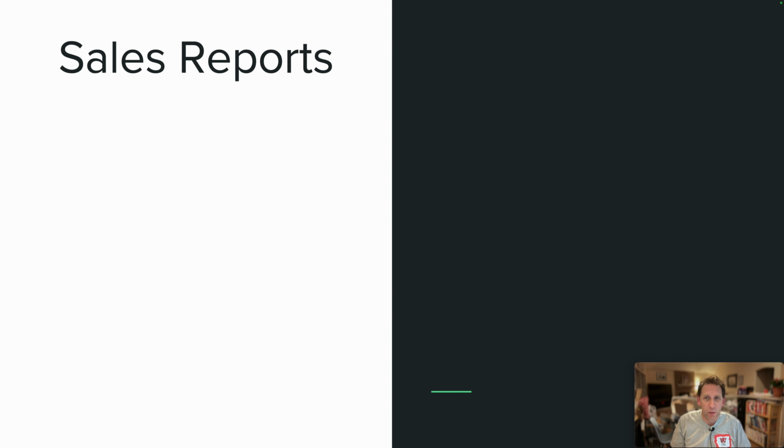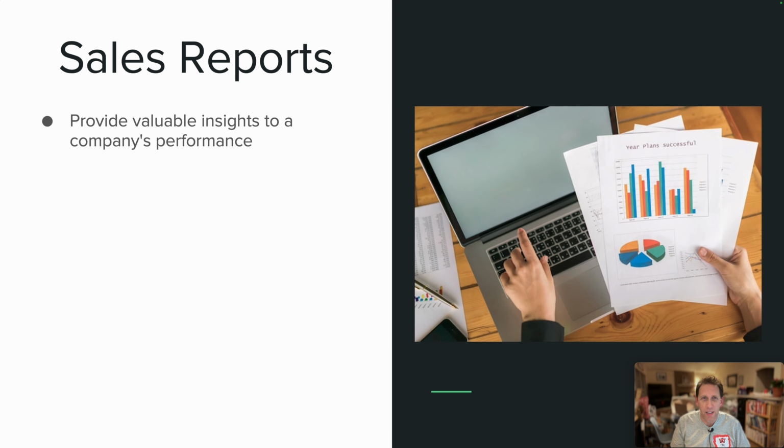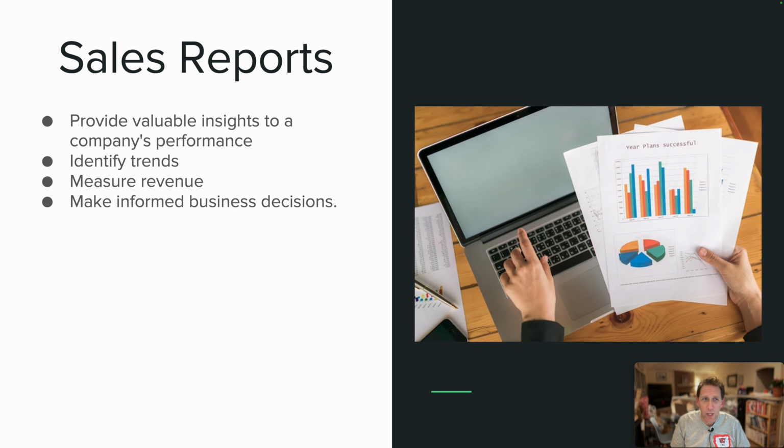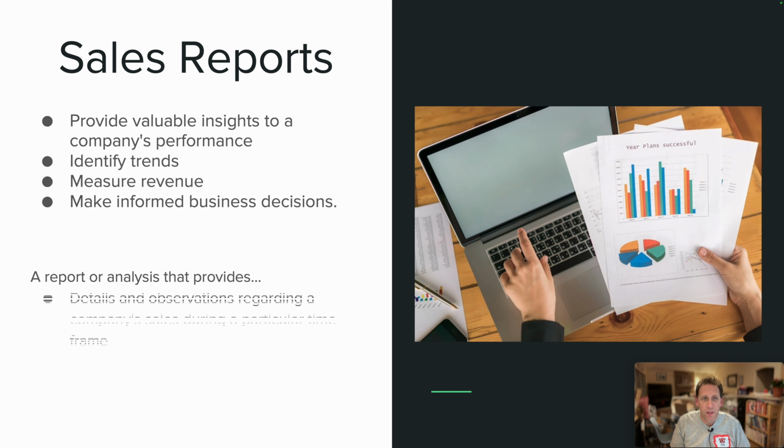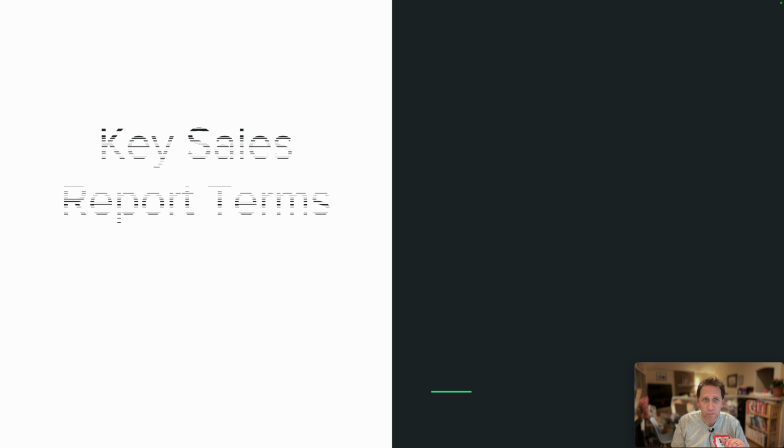Now, all those had to do with inventory. Let's get into sales reports. Sales reports provide valuable insight into a company's performance. They help identify trends, measure revenue, and help make informed business decisions. A sales report is a report or analysis that provides details and observations regarding a company's sales during a particular time frame, and commonly provides information and measurements pertaining to the volume, the worth, and the efficacy of sales transactions.